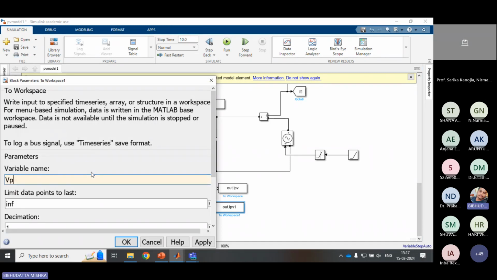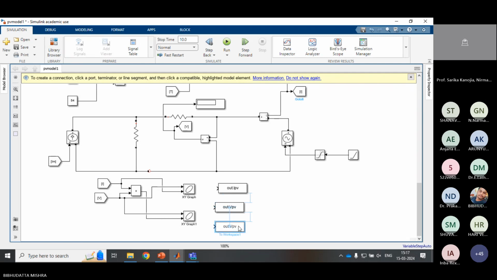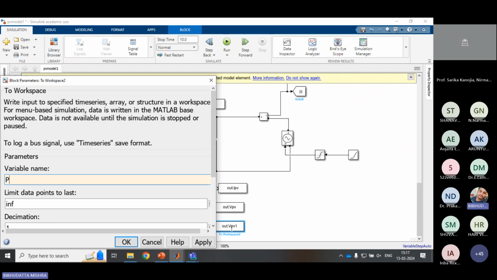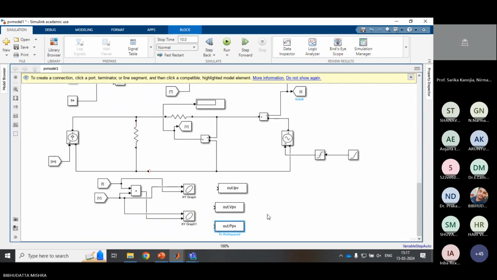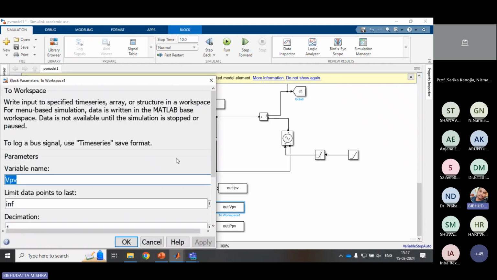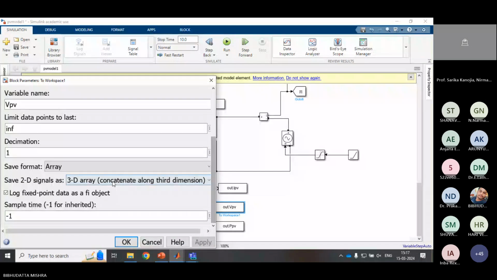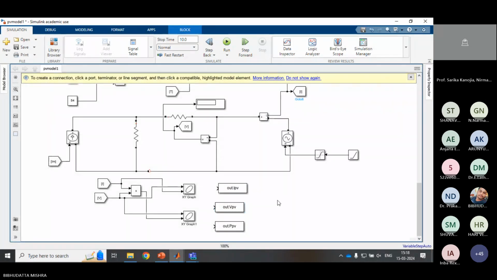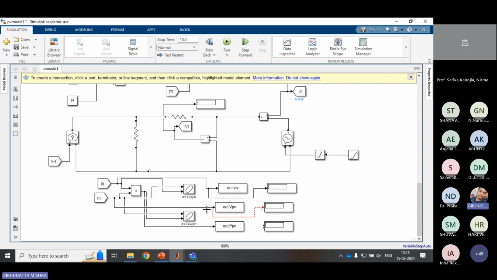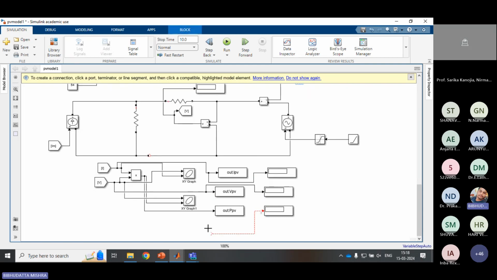Another thing is VPV, and the last one being PPV. Here also the format being array. So this one is my IPV, taking to workspace, and this is the VPV, and the last one is PPV. Also for directly recording the values, we can connect three displays for IPV, VPV, and PPV.